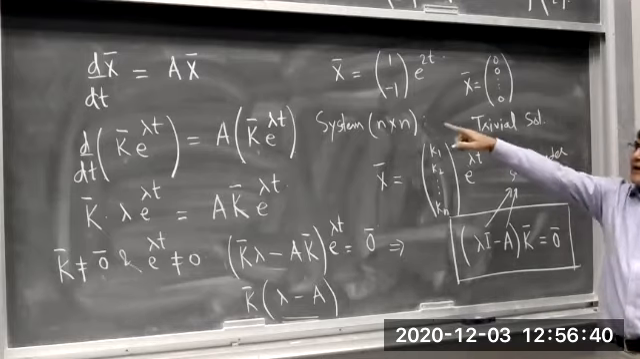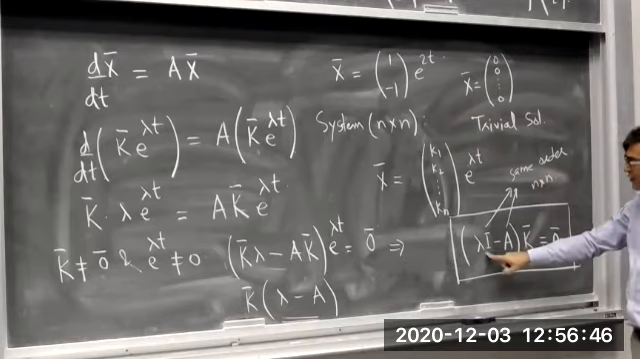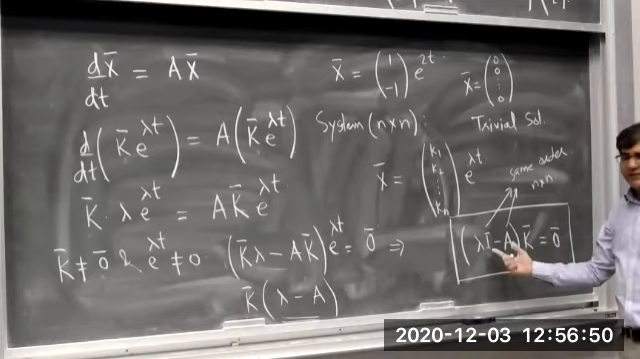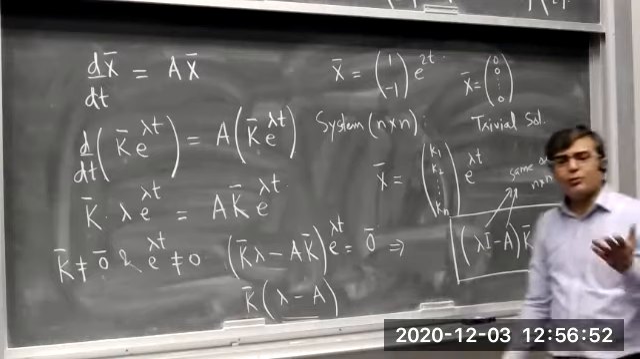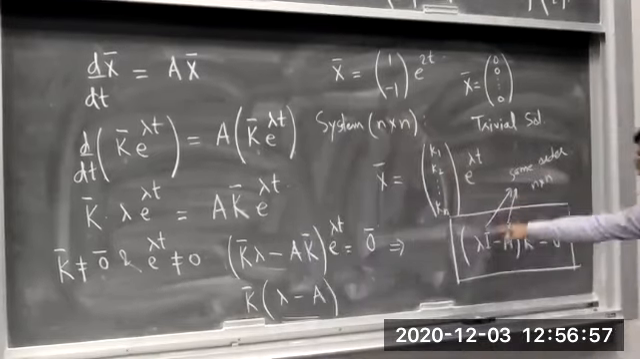A ka order yahan pe kya hai? Kyunki ye n by n system hai, to aapka A ka order n by n hai. To I ka order bhi kya hona chahiye? N by n. Both these should be scalar matrix, and I is identity matrix. I hope you know what is identity matrix. Okay. So now we obtain this equation.